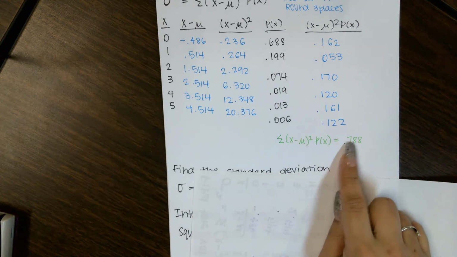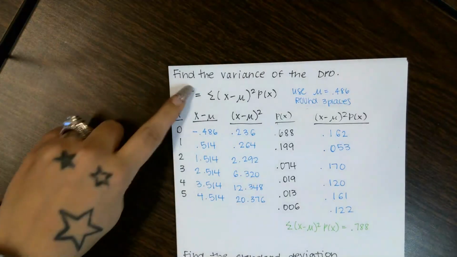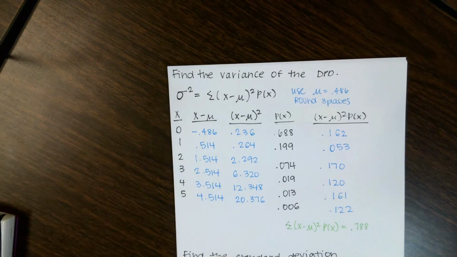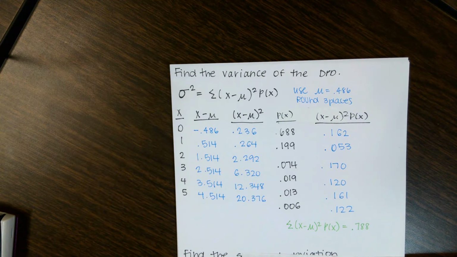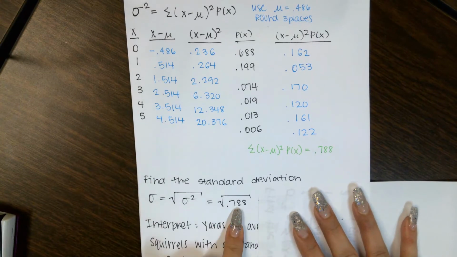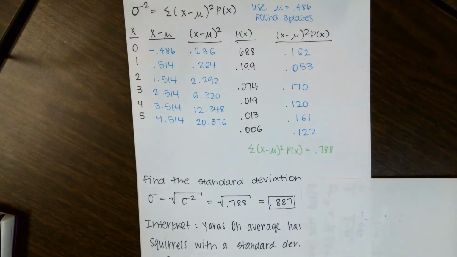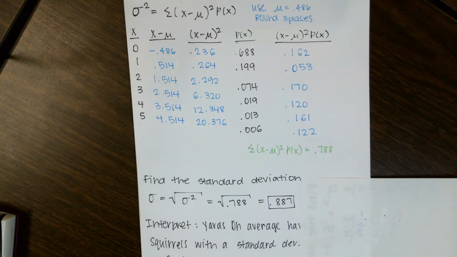Once I find the variance, in order to go from the symbol being squared to just the symbol, take the square root of it. If I take the square root of my variance, I get my standard deviation. And if I put this variance in the square root, what I get for my answer is 0.887. Just pay attention, because it will ask you sometimes to round your answer, but don't round your answer moving forward.